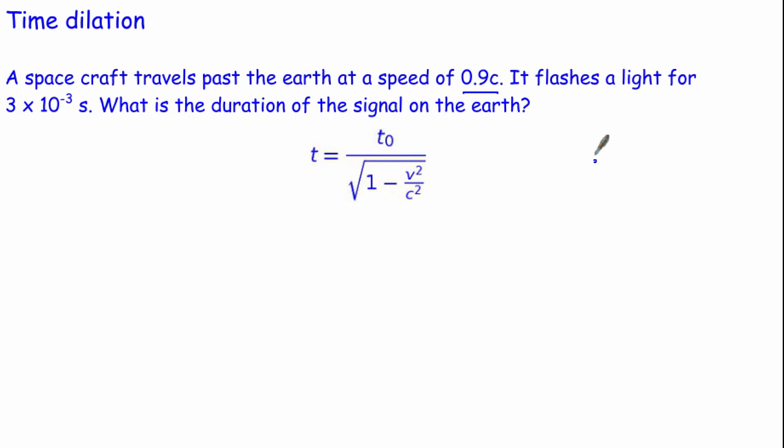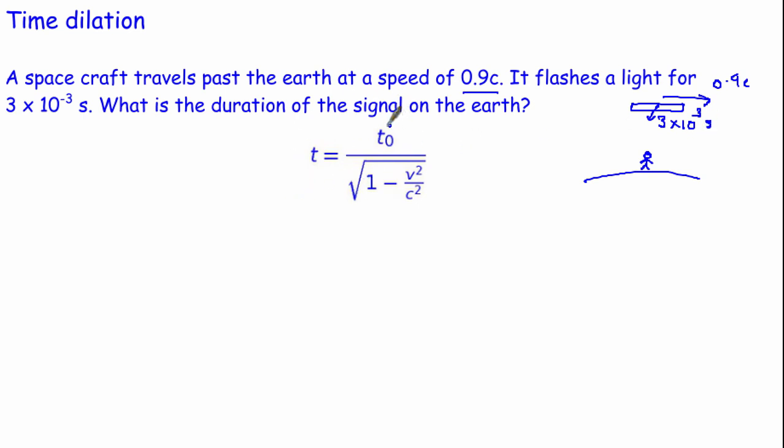So what we've got, if you think about it, is the Earth's here, your observer person is here, and the spacecraft is flying away or past the Earth, and it's travelling at 0.9 times the speed of light. And on the spaceship there is a torch, and they flash this torch for 3 times 10 to the minus 3 seconds. So we're going to use this equation.